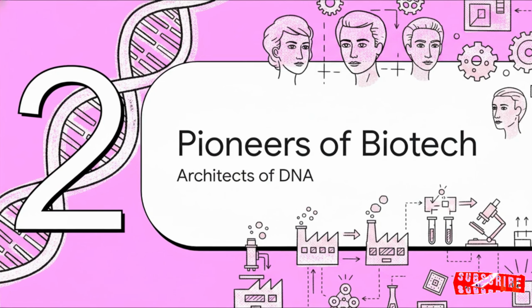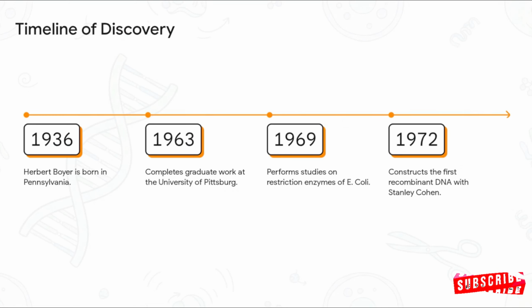Moving on to part 2, pioneers of genetic engineering. Let's meet the architects of recombinant DNA. You know, every great architectural feat needs a visionary architect, and our microscopic factory is definitely no different. Let's put some faces to this science. It really starts with Herbert Boyer. He was born in 1936 and wrapped up his graduate work by 1963. Fast forward to 1969, and he was doing this incredibly vital research on restriction enzymes within E. coli bacteria. And this brilliant work caught the eye of a Stanford scientist named Stanley Cohen.